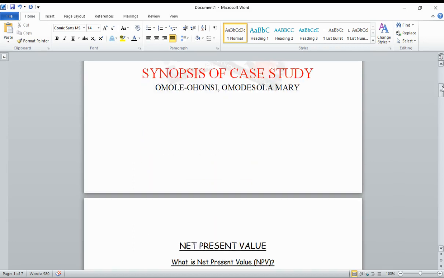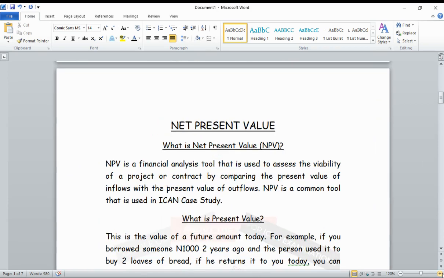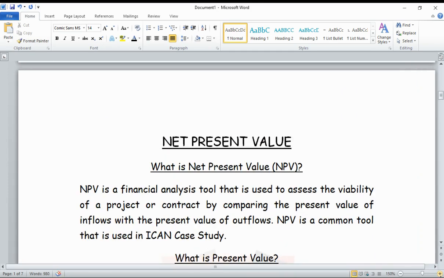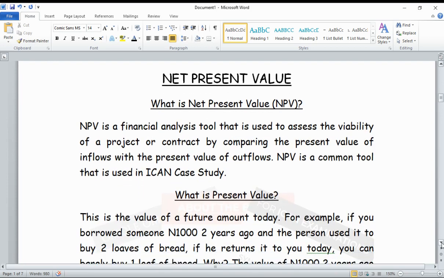All right, so we're going to be talking about net present value. Net present value is a very common financial analysis tool that is usually tested in a case study. We're going to be dealing with that so that if you are faced with it in subsequent exams, you would at least know how to maneuver.